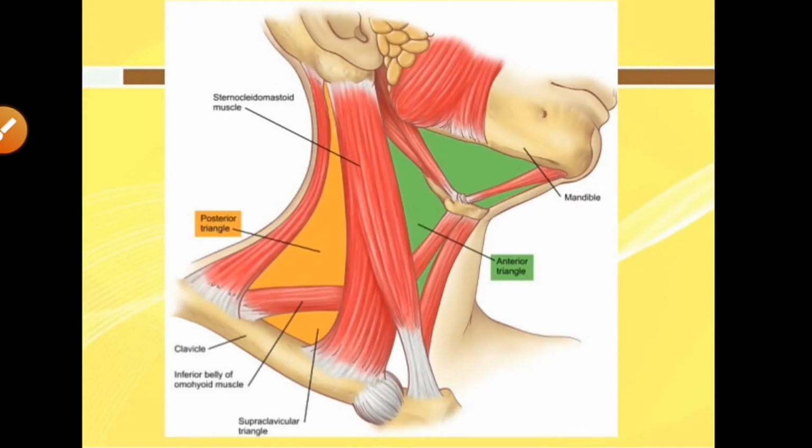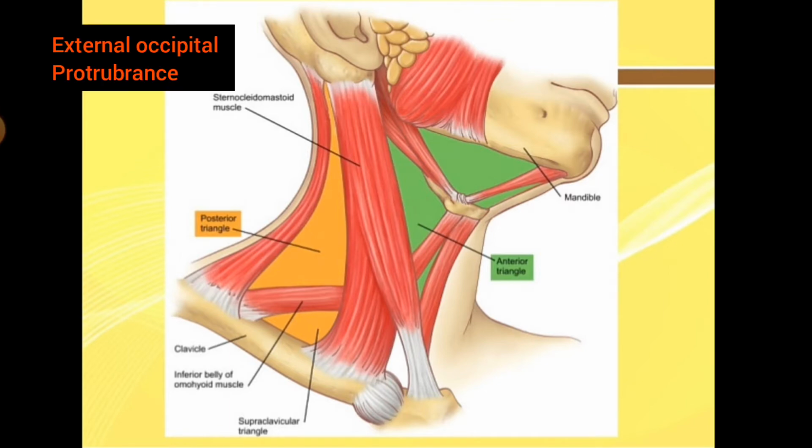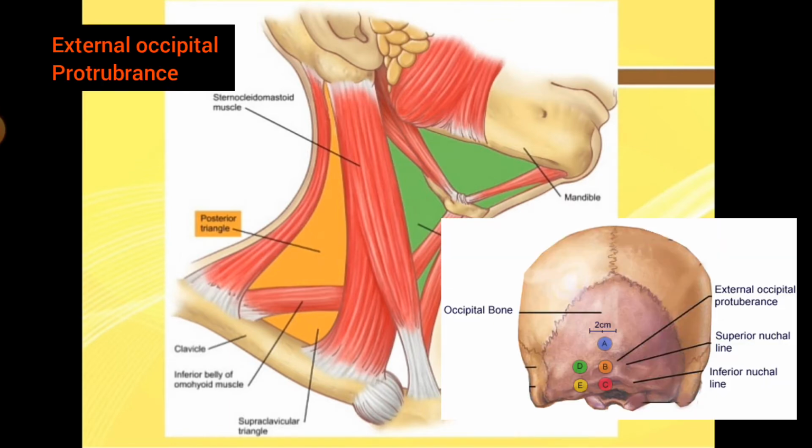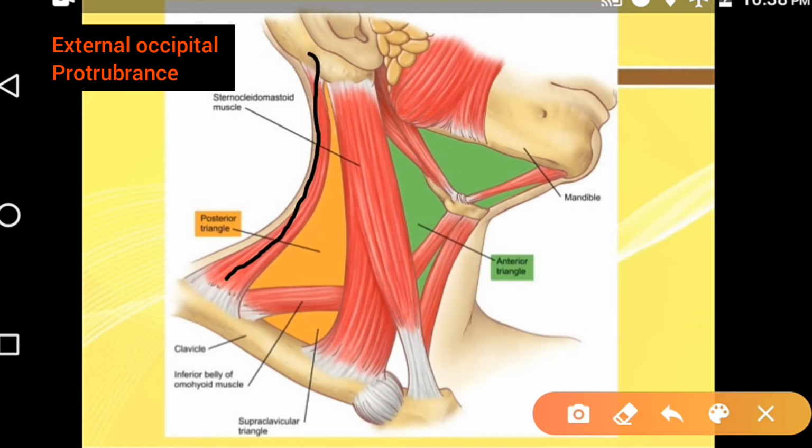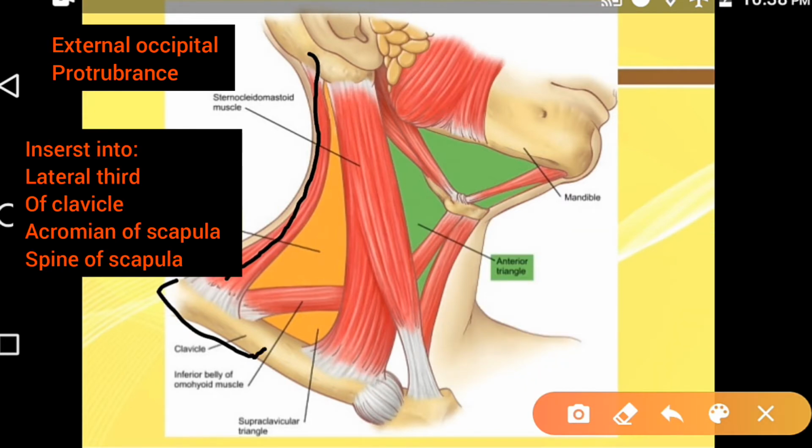The trapezius muscle originates from the back of the head, that is the external occipital protuberance. On the back of the head you can see the external occipital protuberance in the picture. Also there is the superior nuchal line, so most of the fibers of the trapezius originate from there, and it extends all the way down from here and inserts into the lateral third of the clavicle. So this is the lateral third of the clavicle, and also it inserts into the acromion of the scapula and the spine of the scapula.